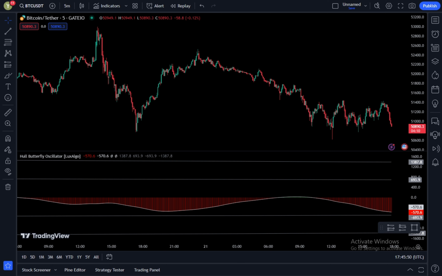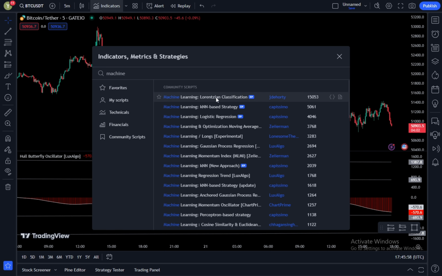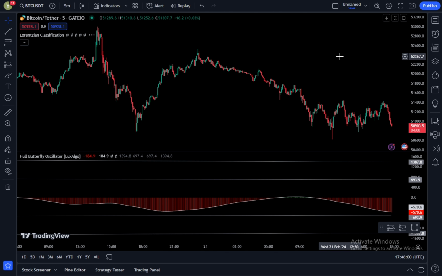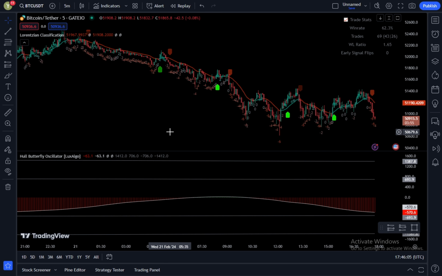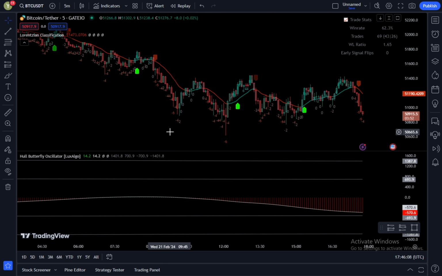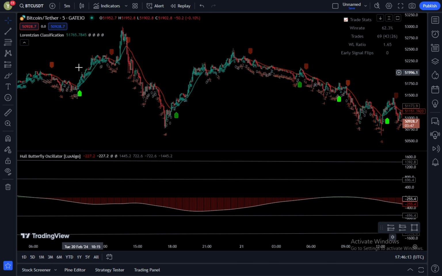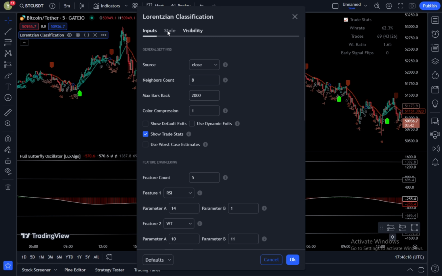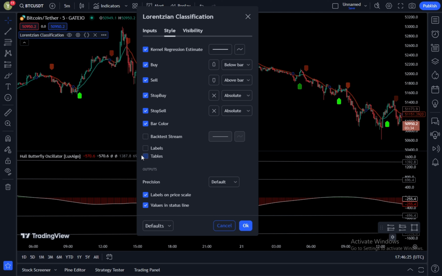Alright, now let's introduce the next indicator, which is a machine learning indicator called Machine Learning Lorentzian Classification. This indicator is quite robust as it's based on machine learning algorithms, specifically the Lorentzian distance classifier and the approximate nearest neighbors algorithm. These algorithms are known for their effectiveness in predicting future price movements. For our strategy, we're primarily interested in the buy and sell signals generated by this indicator. So we'll adjust the settings accordingly. We'll remove labels and tables from the Style tab since we only need the signals displayed on the chart.